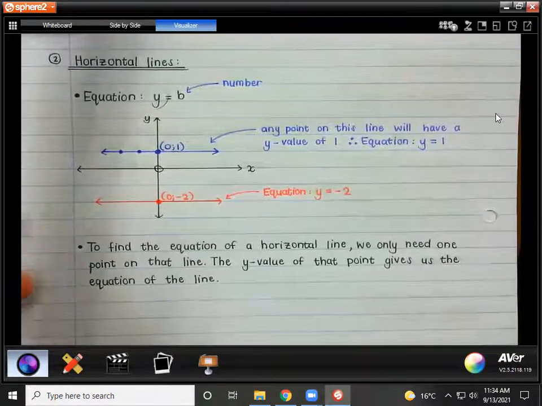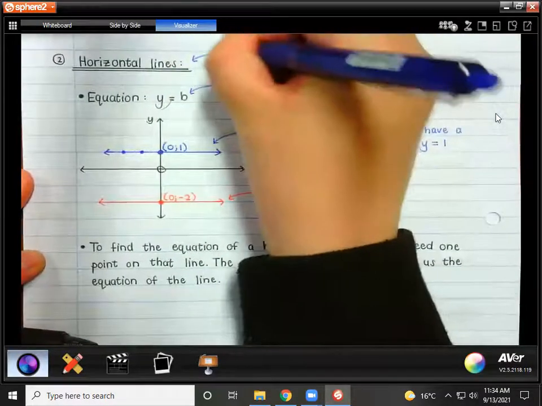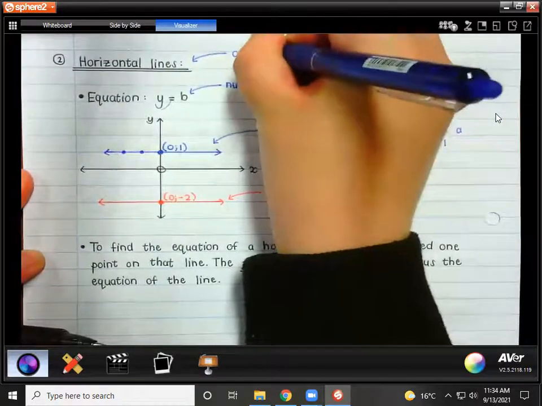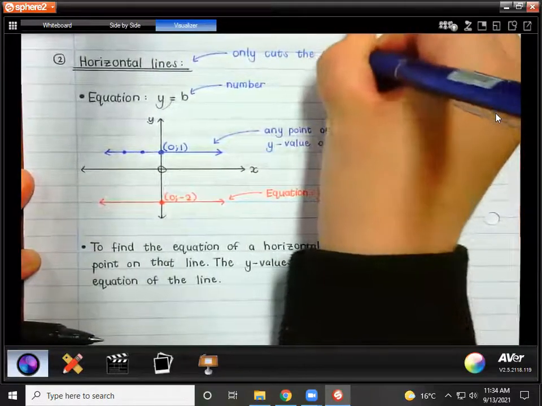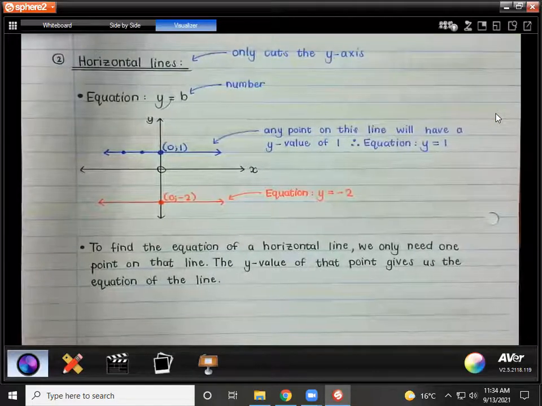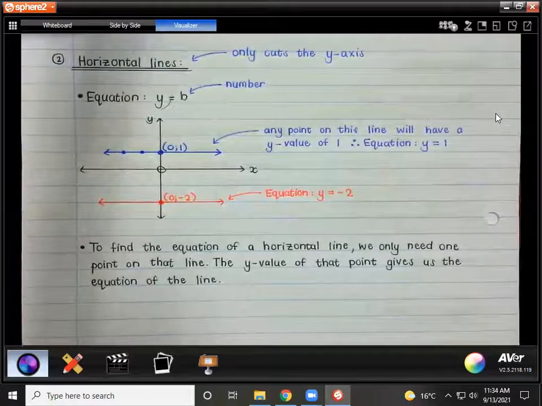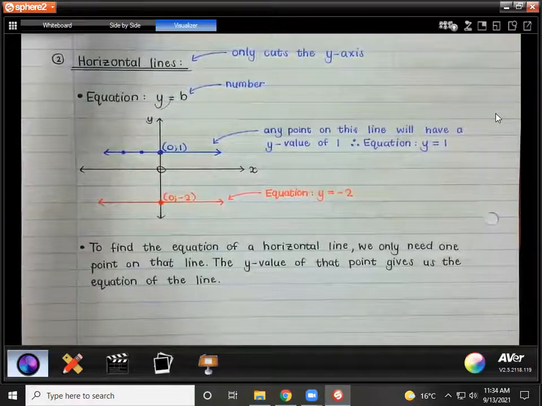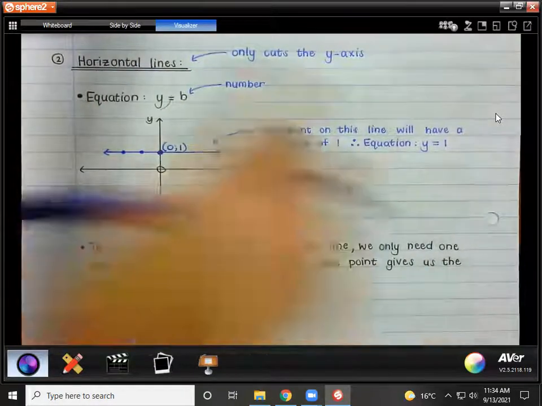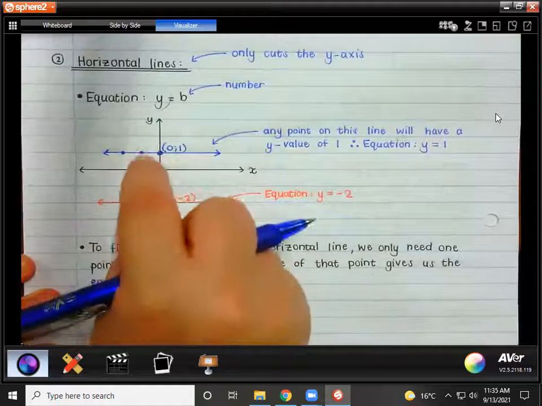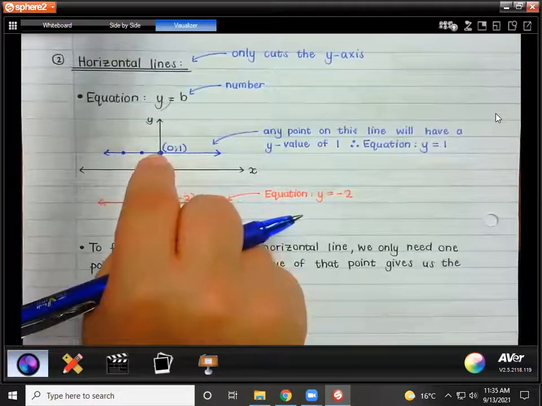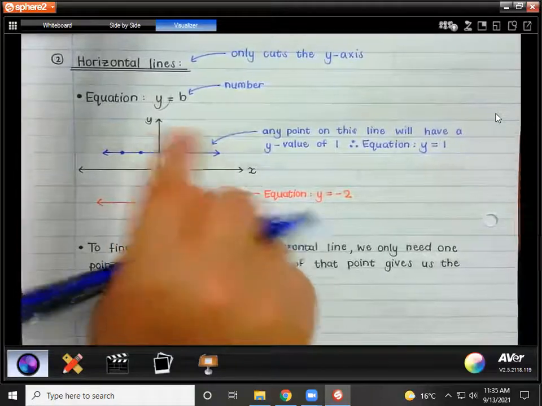Let's add that. So a horizontal line only cuts the y-axis. It will only go through the y-axis. When I say cut, I mean goes through the y-axis. So that you can remember that if you're looking at the picture, if they've given you a picture like this, they're asking for the equations. You can see, okay, this line only goes through the y-axis. So the equation is going to be y equals a y value on this line.